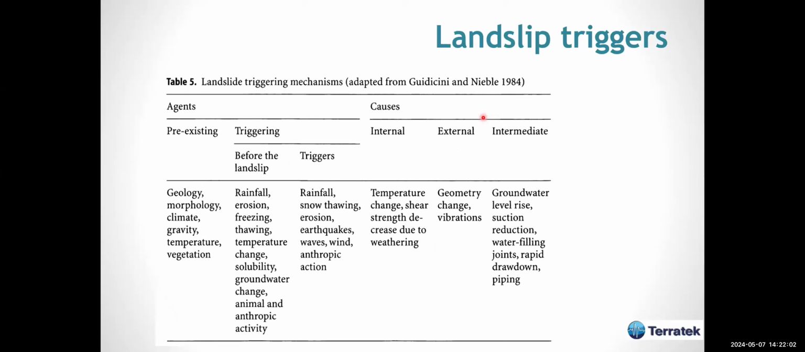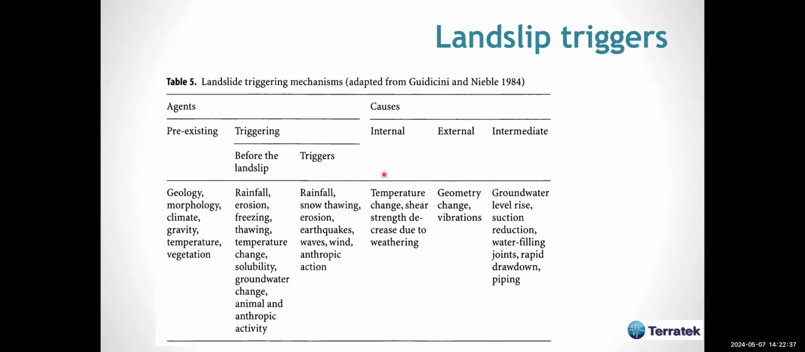And landslip triggers, according to this classification from Guidicini and Nieble in 1984, these are the pre-existing agents: geology, morphology, climate, gravity, temperature, vegetation. Triggering mechanisms: rainfall, erosion, freezing, thawing, temperature changes, solubility, groundwater change, animal and anthropic activity. And triggers can be rainfall, snow thawing, erosion, earthquakes, waves, wind, anthropic action.